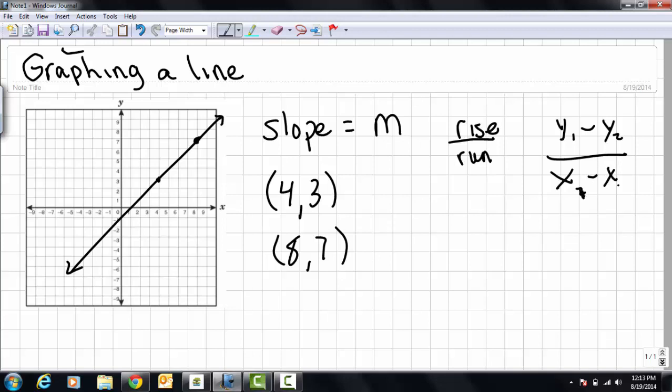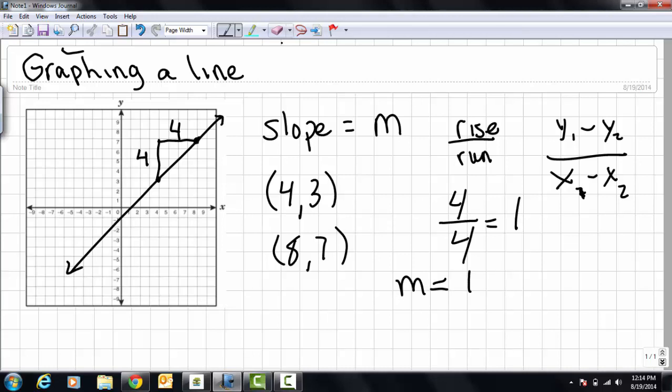Alright, so how am I going to do this by counting? Well, I can start on the left side and count up and over until I get to the next point. So I have to go up 1, 2, 3, 4. I have to go right 1, 2, 3, 4. Alright, so my rise is 4. I went up 4. And my run is 4. I went right 4. We all know that 4 over 4 is 1. And so this line has a slope of 1.